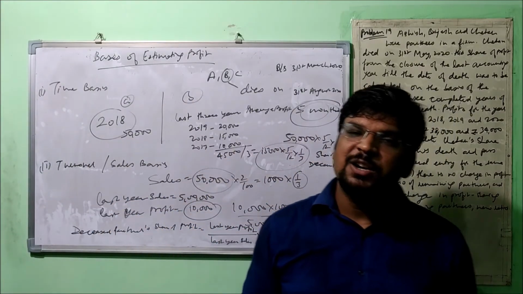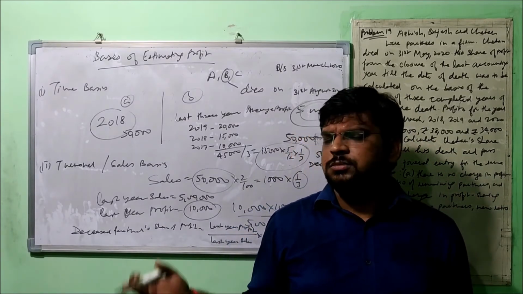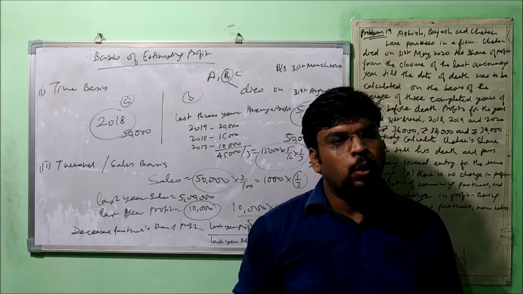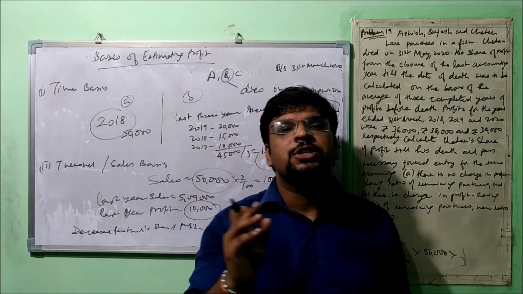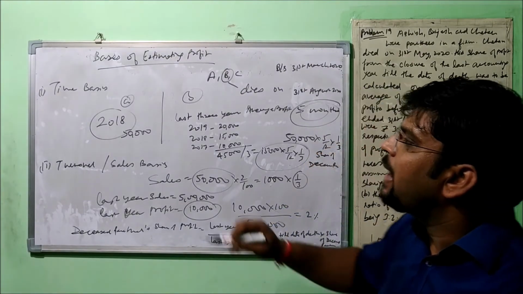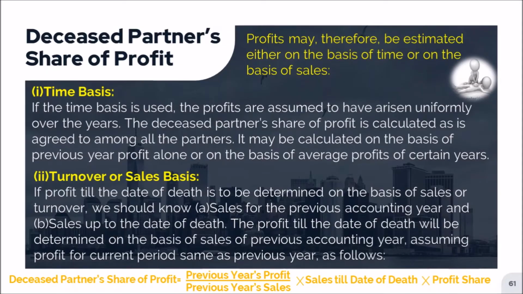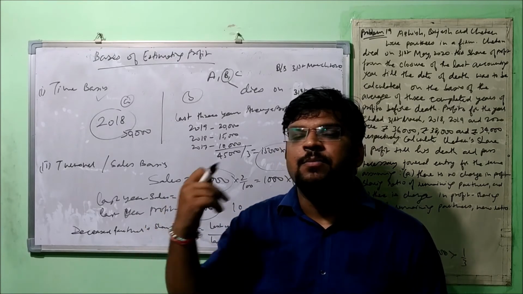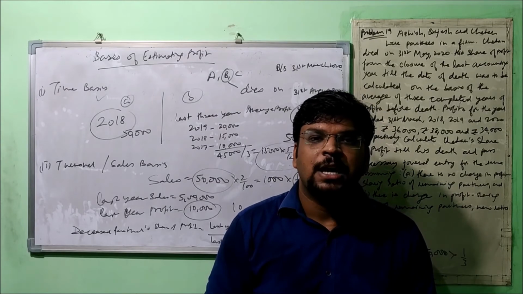So whatever condition is agreed by the contributing partners and the executor of the deceased partner, then this is decided. So when you attempt the numerical question, in the question specification must be given. And in the absence of any specification, you are supposed to apply this basis, time basis. Understood the point? So we will understand these things in better way when we attempt some numerical question. Alright, so without wasting much time, let's do so.